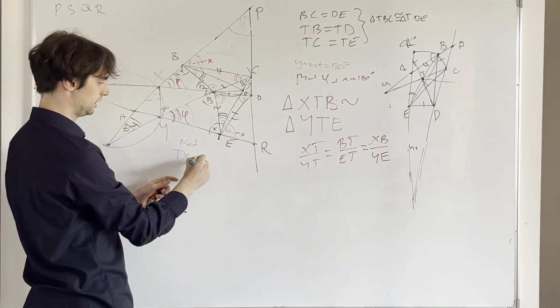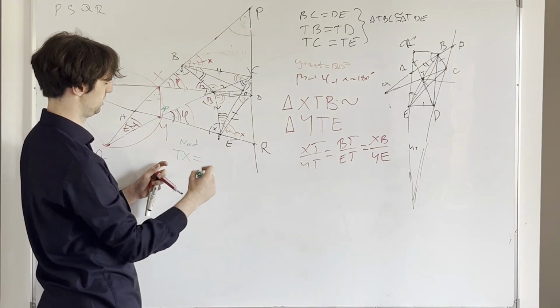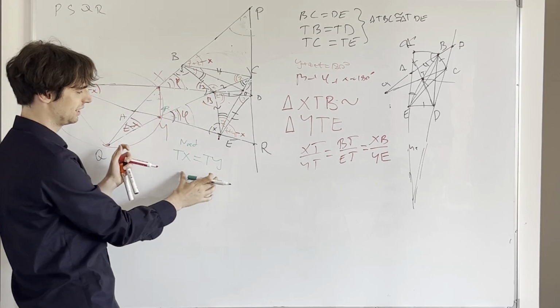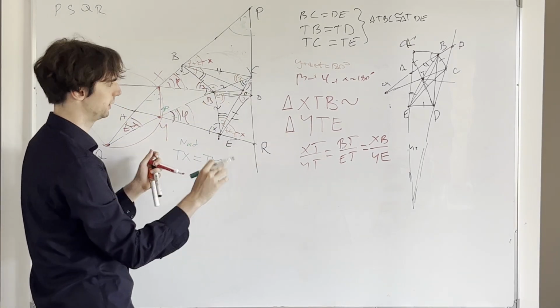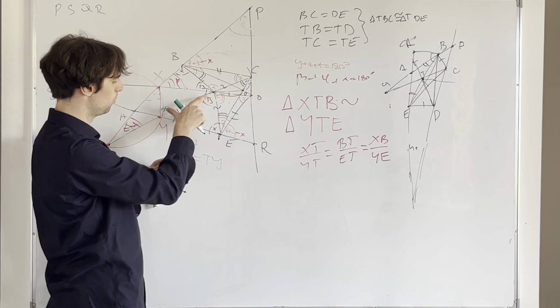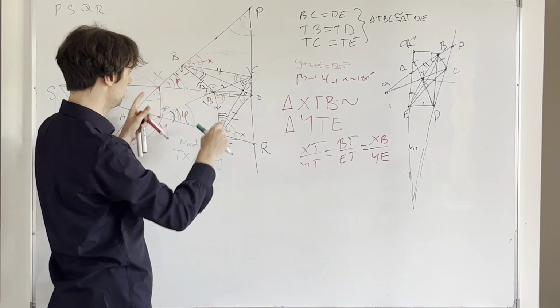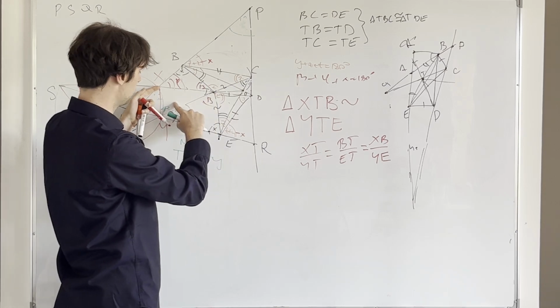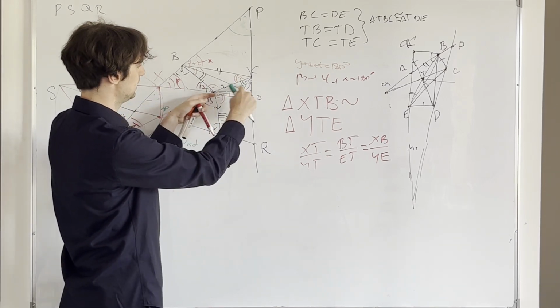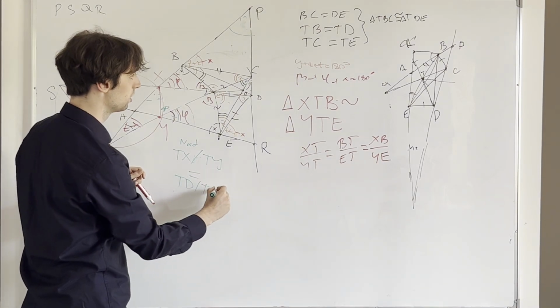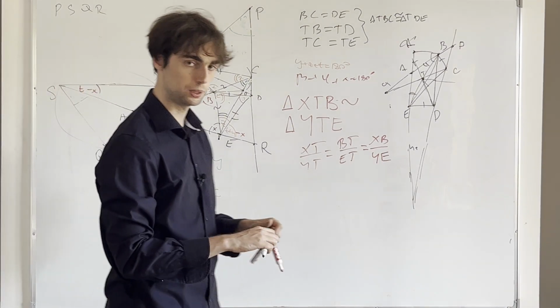TX. We don't have this yet, and that's why I'm using green, which is not very legible, but I'm trying to say this is what we need, and I don't want to confuse it with what we already have. TX over TY, TX divided by TY. What is opposite TX? It's this angle over here, and that is the same angle opposite this. It's TD over TC. That is what we need.